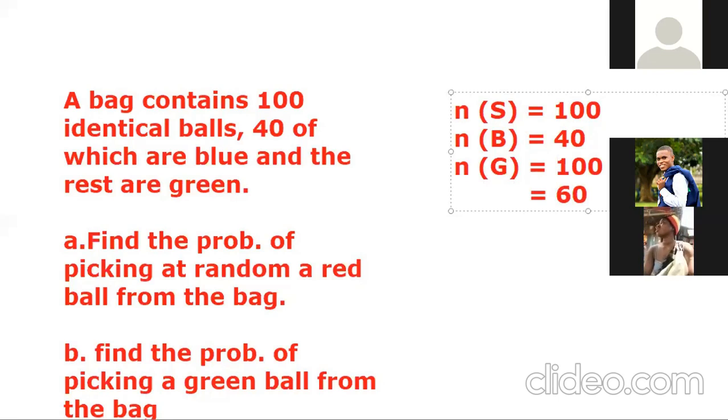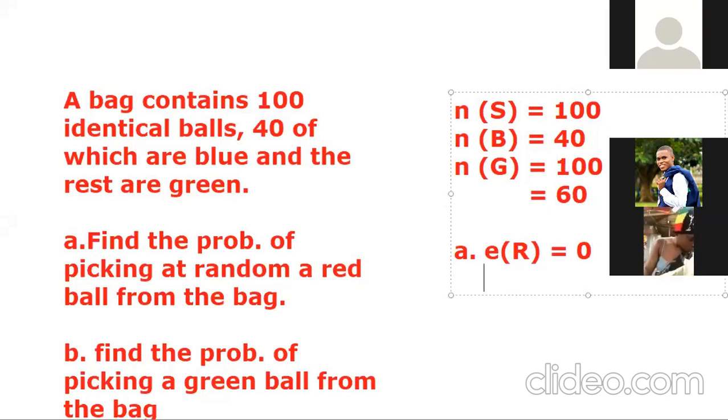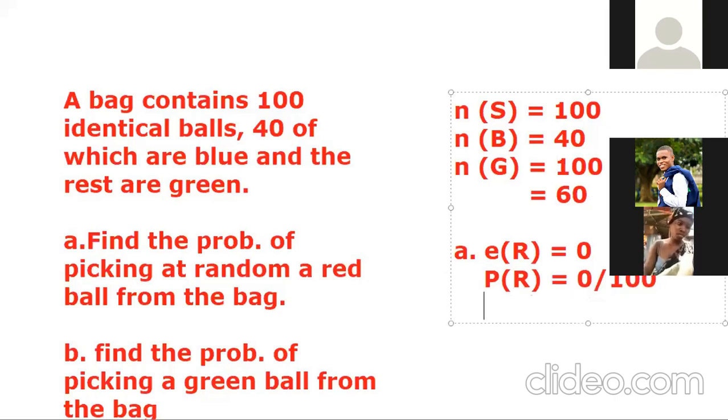Nice one, Wanda. So solving for the first one: find the probability of picking at random a red ball from the bag. As you can see, in that bag, we only have blue and green balls. So the event of picking a red ball will be equal to 0. Therefore, the probability of picking a red ball will be 0 over the total sample space, which is 100. And that will give us 0.